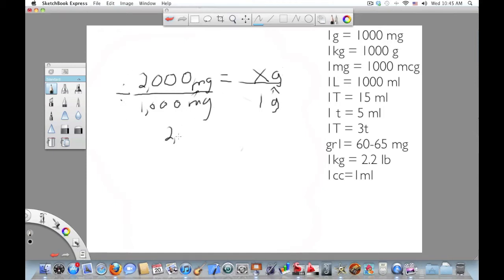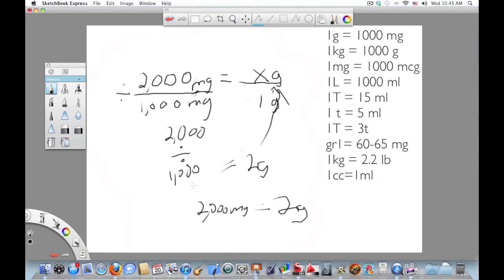So on your calculator, you're going to put 2,000. Press the division button on the calculator. Then you're going to press the 1,000. And this should equal to 2 grams. How do we get the grams? That's what we're trying to find. Okay, so now you know 2,000 milligrams is equal to 2 grams.